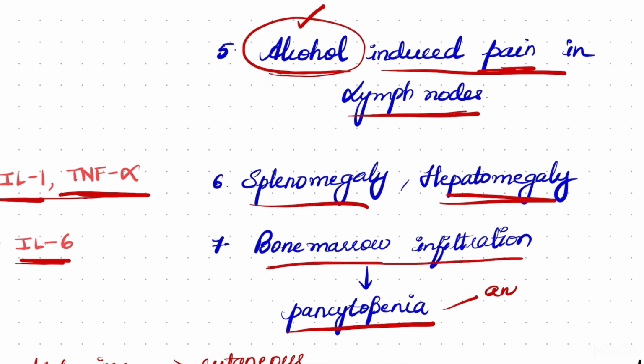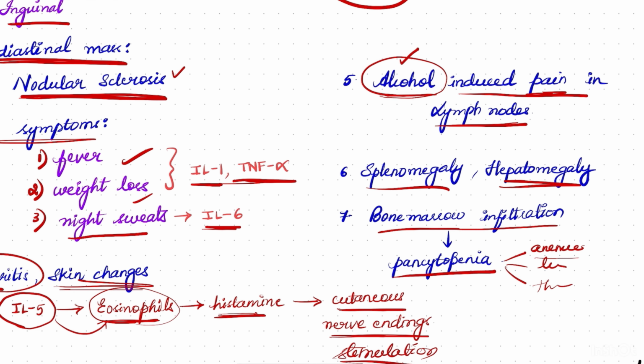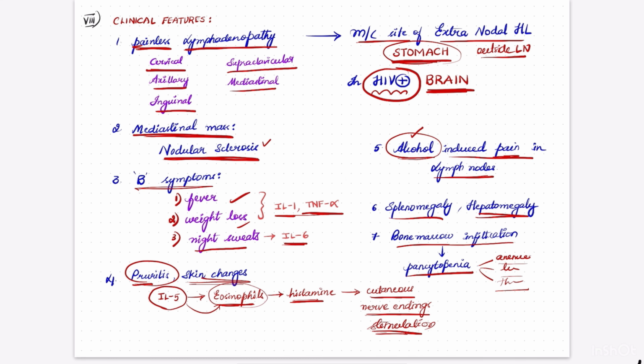That will cause anemia, leukopenia, and thrombocytopenia and the related manifestations. Anemia will cause fatigue and weakness. Leukopenia will cause recurrent infections. Thrombocytopenia will cause bleeding tendencies. These are a few clinical features of Hodgkin's lymphoma. The most common presentation is painless lymphadenopathy, painless enlargement of the lymph nodes. The most common sites are cervical, axillary, inguinal, supraclavicular, and also mediastinum.